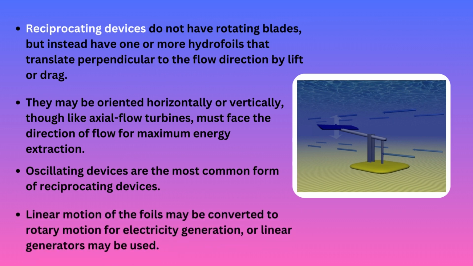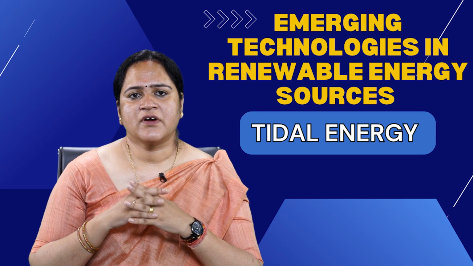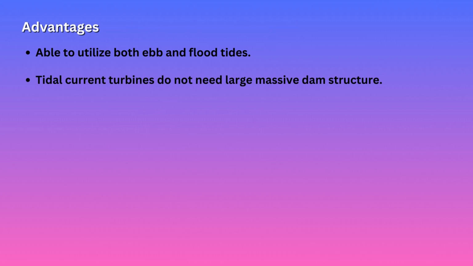Here the linear motion of the foils may be converted to rotary motion for electricity generation, or linear generators may also be used. Now the advantages are that they are able to utilize both ebb and flood tides, and tidal current turbines do not need large massive dam structures.